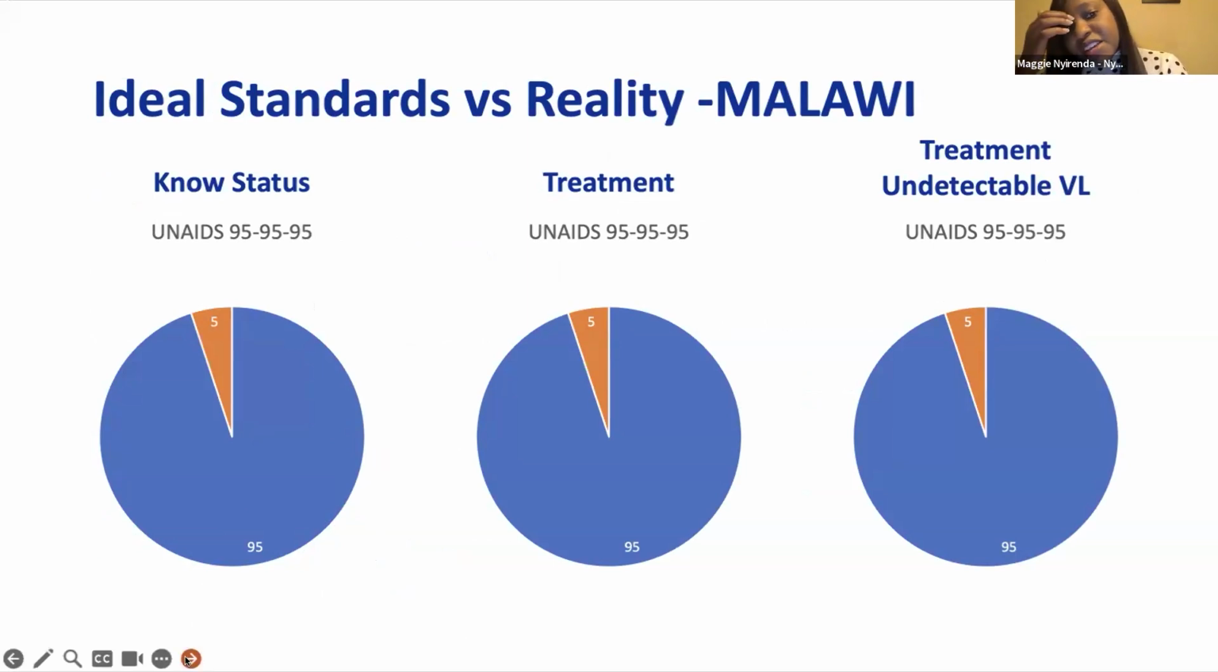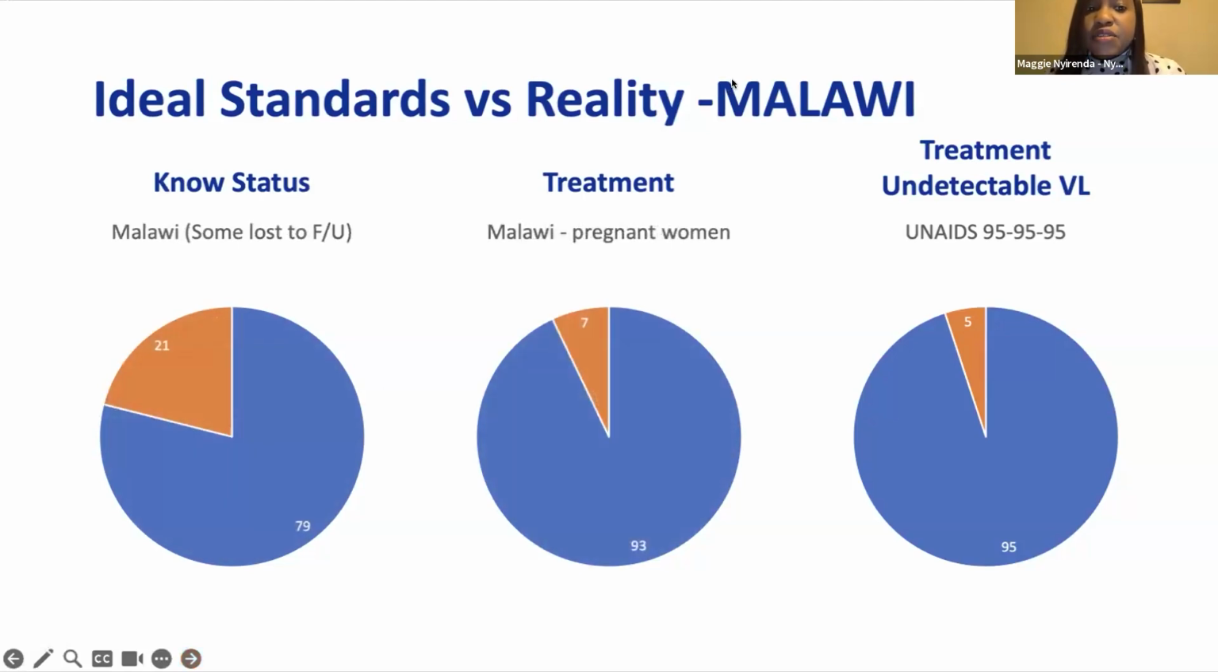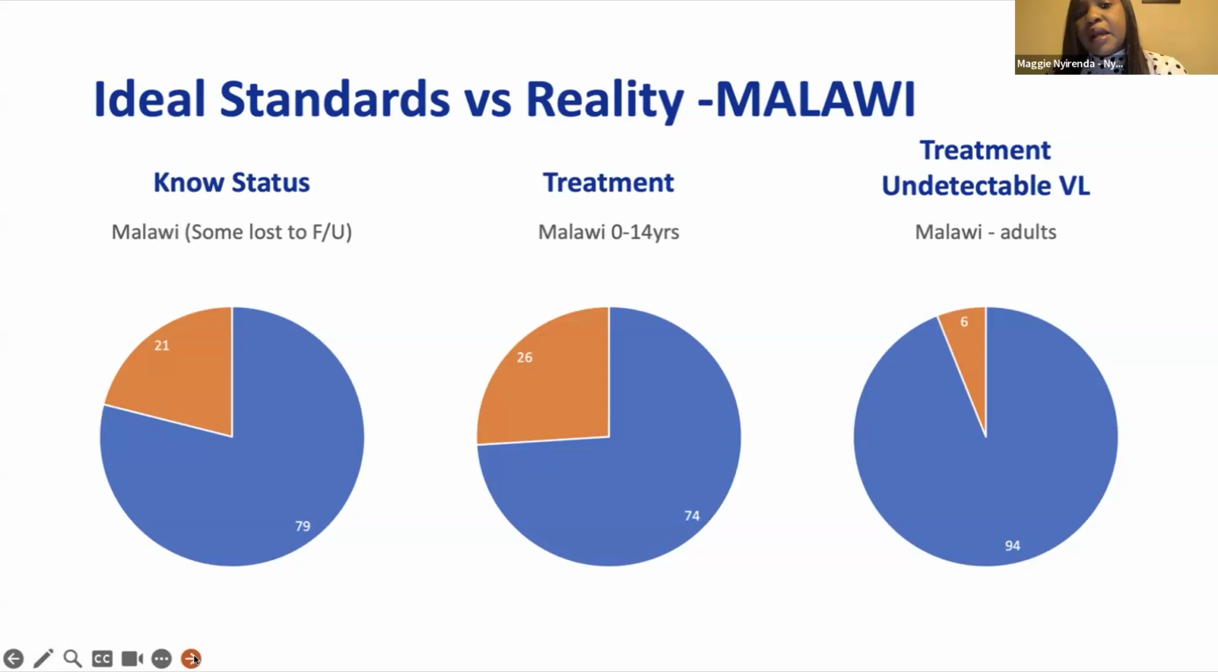So for Malawi, here you'd have to click fast to show, because I thought I'd be doing it myself. For Malawi, EID coverage is 79%. For pregnant women, 93% are on treatment, but if you compare with children, next, oh, sorry. Next. Treatment, only 74% are on treatment, and for viral load, for adults it's 94%, but if you see for children aged 10 to 19, next, it's 81%, much lower than adults, and even worse for children aged 0 to 9.